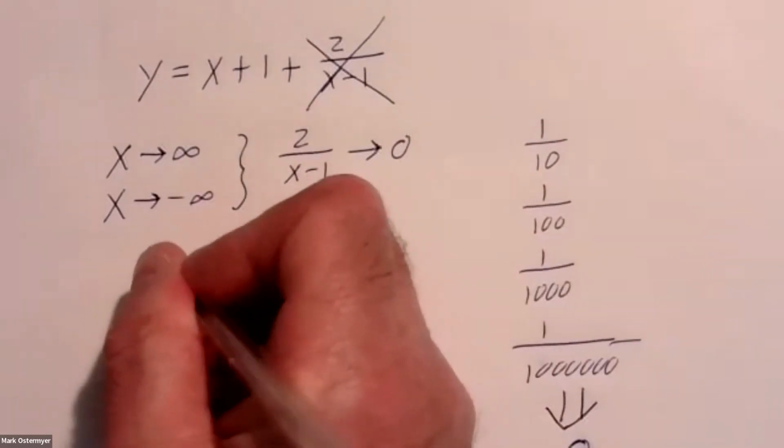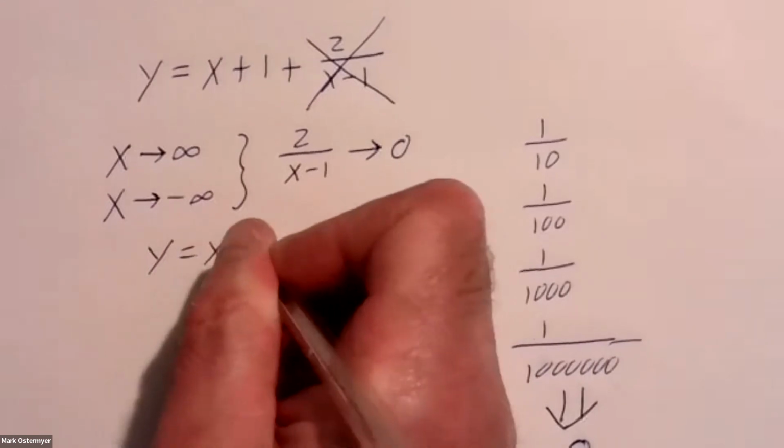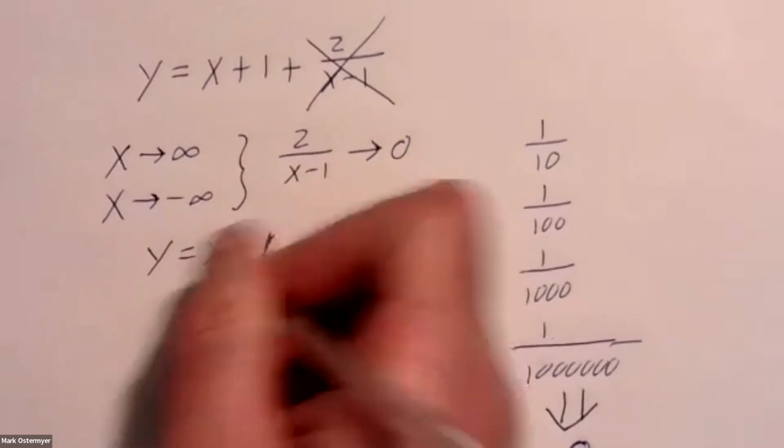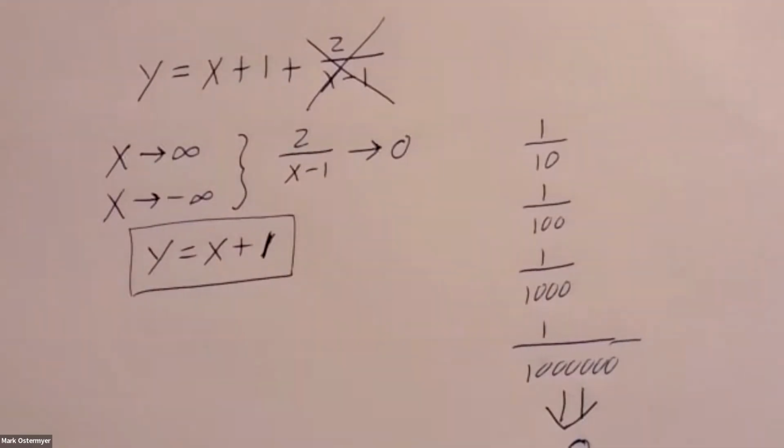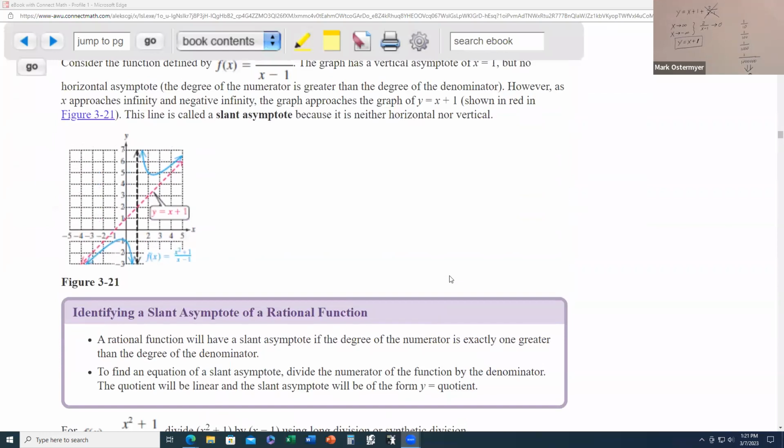The equation of the slant asymptote for this rational function is y equals x plus 1. That is it. That is its equation. And therefore, we can graph that. Being in slope-intercept form, that shouldn't be too difficult to graph. And you can see that the graph of y equals x plus 1 is indeed this slanted red dashed line. That is the slant asymptote for this graph.